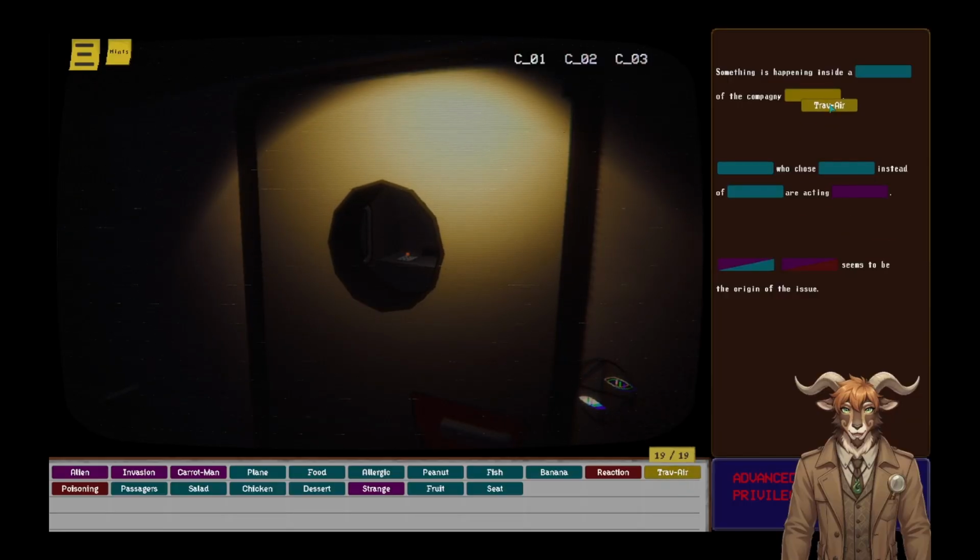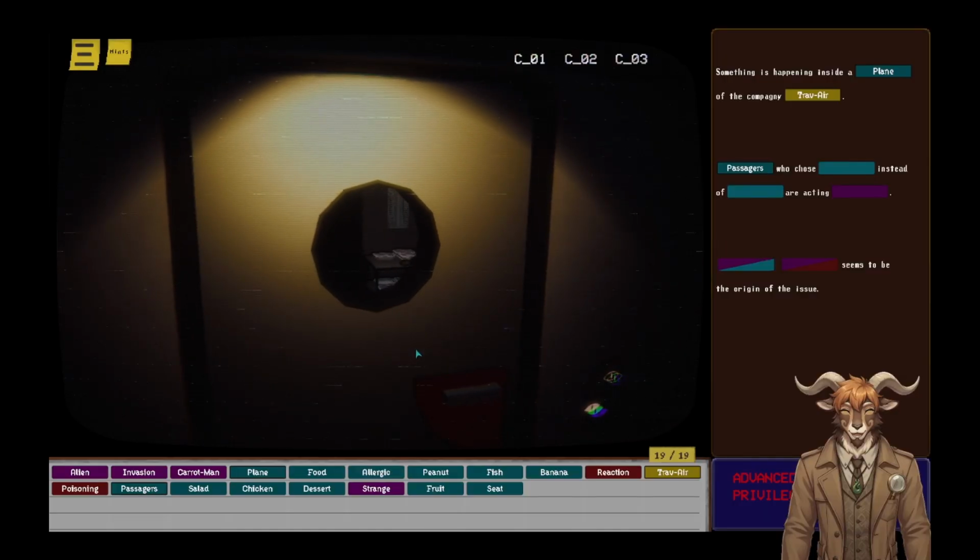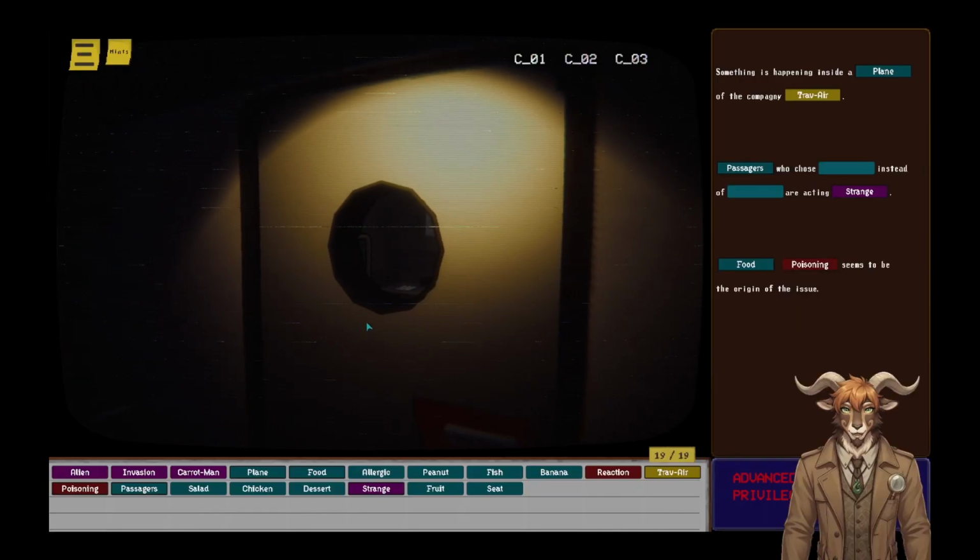Let's put in some answers that we've already got. Something is happening inside a plane of the company Trav Air. Passengers who chose something instead of something are acting strange, right? And then we'll put food poisoning first. Food is poisoning. Plane food, allergic. Peanut, fish, banana, reaction. Poisoning down here. There we go. Seems to be the origin of the issue.